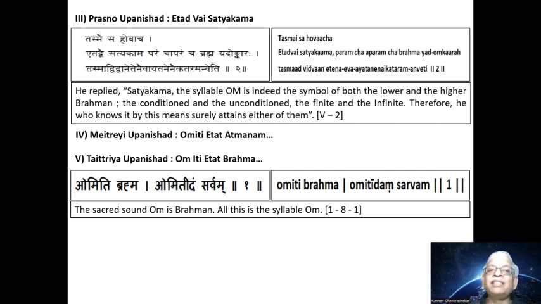Next one is Maitreyi Upanishad. Om iti etad atmanam. This Om is nothing but the Atma, the self in all. See how powerful again? Om is what? It is the Atma of all, all human beings, the entire creation. What is the Atma of the entire creation? Om.